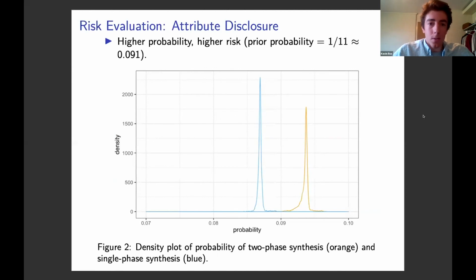And here we display the results of this attribute disclosure risk measure, where the prior probability is approximately 1 over 11, and a higher probability indicates a higher risk. And we see that the two-phase synthesis, depicted in orange, is a little bit higher than 0.09, indicating that the two-phase has a slightly higher risk than that of the single phase.